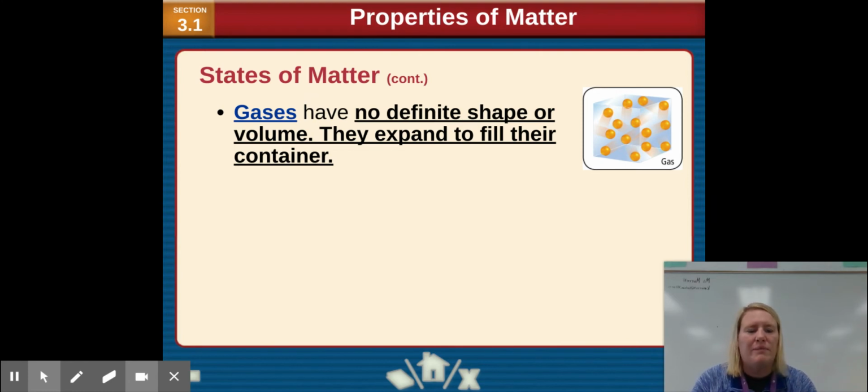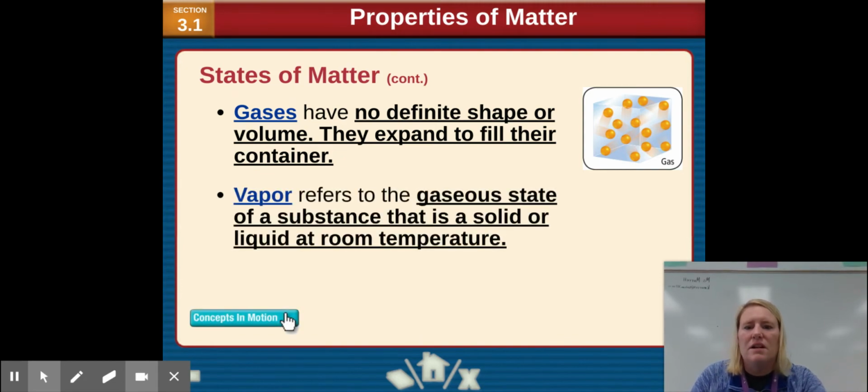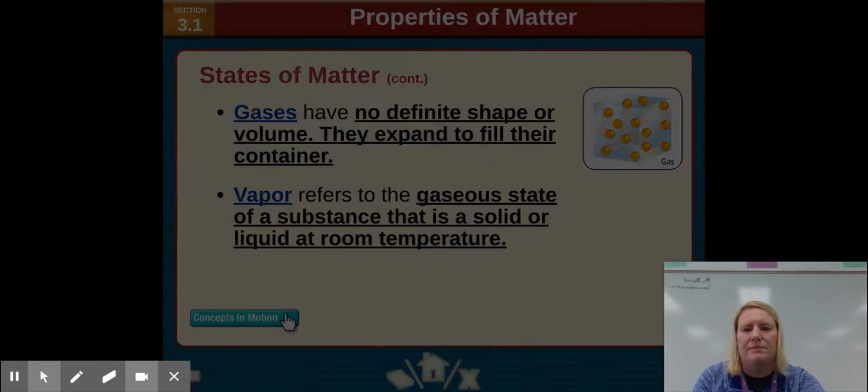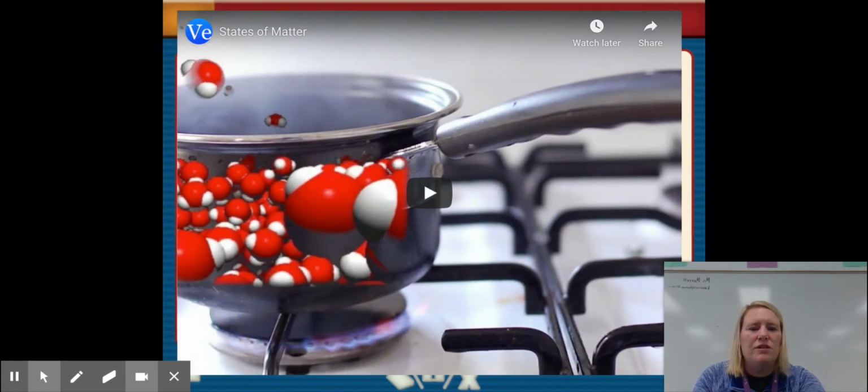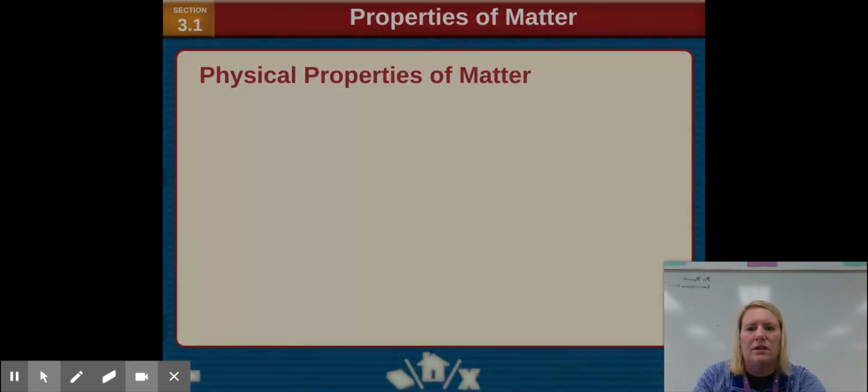So, for example, oxygen in a balloon. It's in that shape, but if you pop the balloon, it expands to fill the room and takes whatever shape that is. And then we'll just touch on vapor. Vapor refers to a gaseous state of a substance that is solid or liquid at room temperature. Here, if you follow along in the slideshow, there is a video that you have the option to watch.